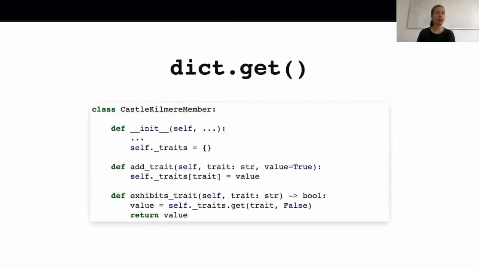Let's first look at the dict.get function. This allows us to provide a default value, which will be returned if a requested key cannot be found. So if a member possesses a trait, its value will be retrieved from the self._traits dictionary and returned. If a key cannot be found, the default value, so False, will be returned. Another way to implement this exhibits trait function is with the defaultdict class.